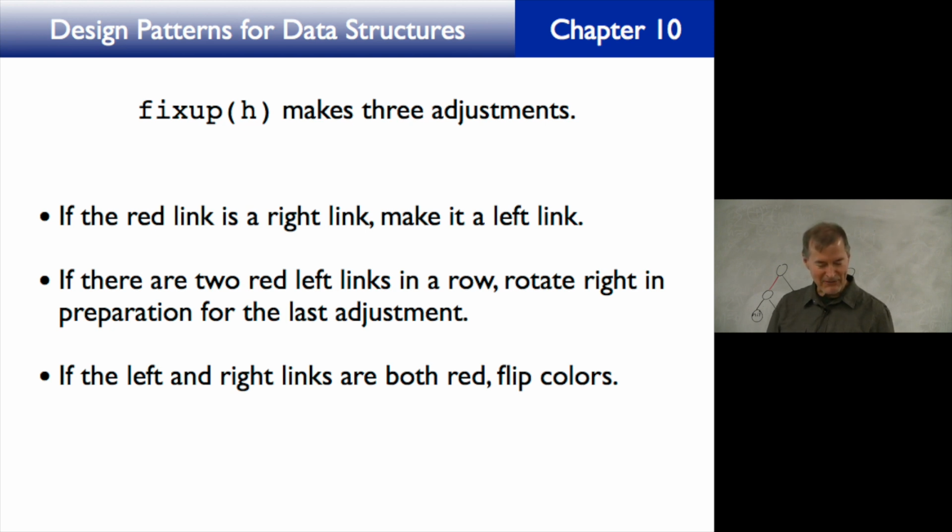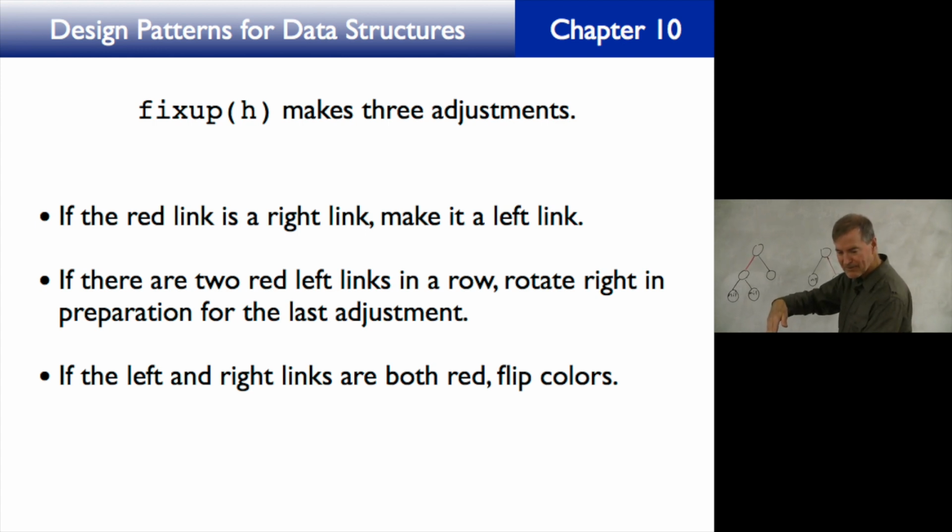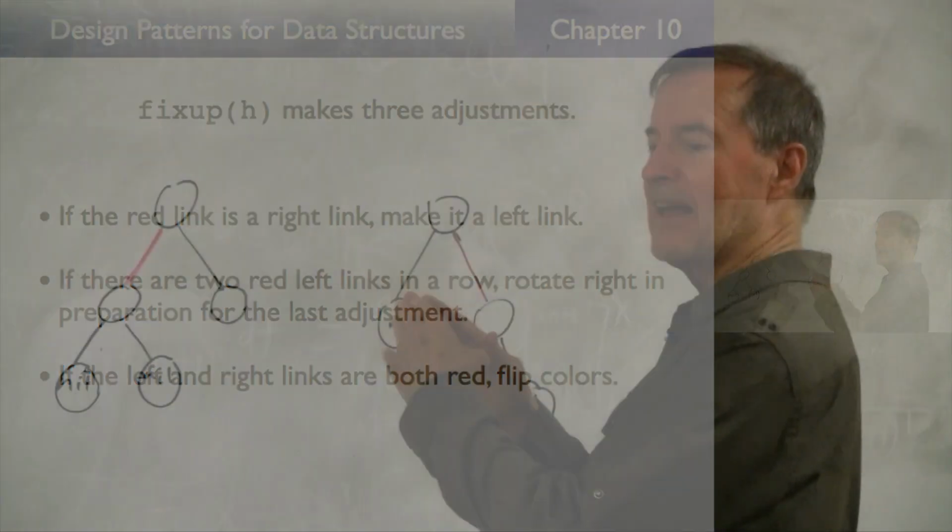If there are 2 red left links in a row, rotate right in preparation for the last adjustment. Now this is kind of an interesting thing. What it does is when it sees 2 red ones in a row, it rotates it right. But now, if you have 2 reds in a row, can you visualize this? We'll see a slide, but can you visualize? If you have 2 red links in a row, they're both left links, right? If you rotate right, what's going to happen?